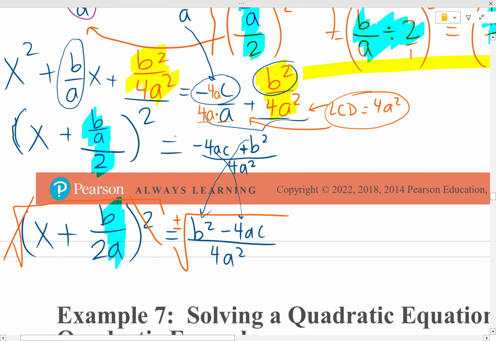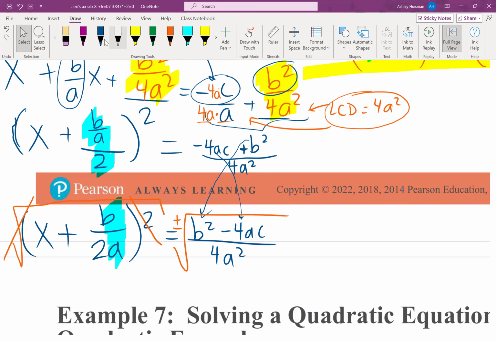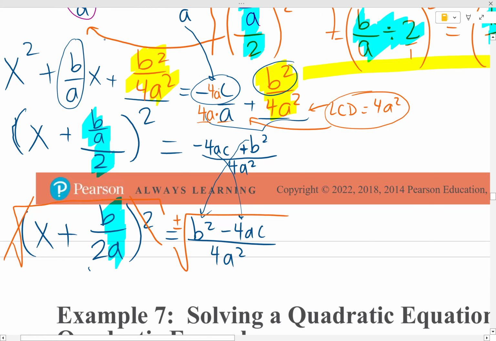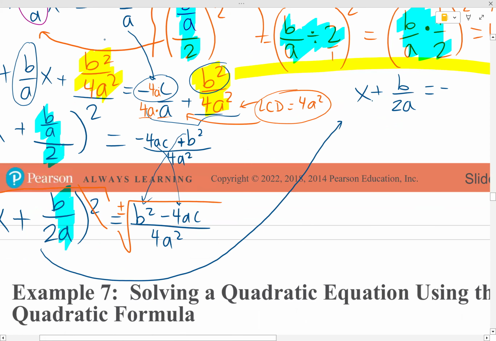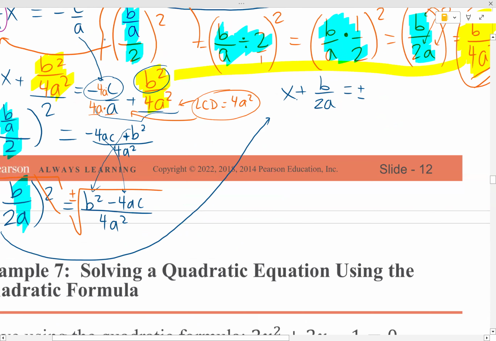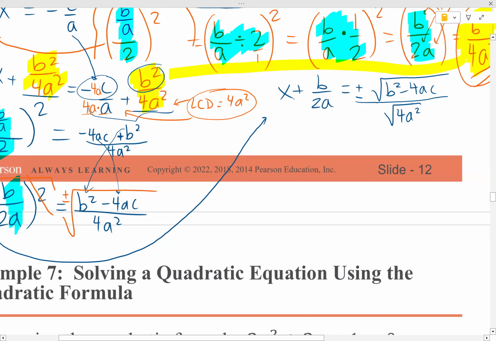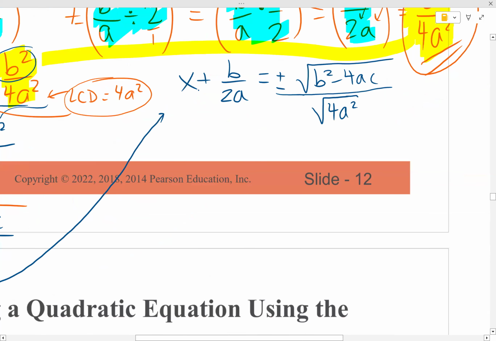The left side, the square root and the square cancel, so I'm just left with what was inside the parentheses. I'm going to have to move this over. X plus b over 2a, that's the left side. The right side now has plus or minus the square root of, now it's going to be in my best interest to, if you have the square root of a fraction, you can give the numerator its own square root and the denominator its own square root. And the reason that's a good idea in this case is because 4a squared, the denominator, actually has a square root. So I have hope of simplifying the denominator, but the numerator I can't simplify.